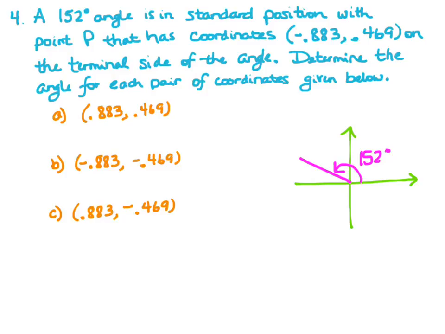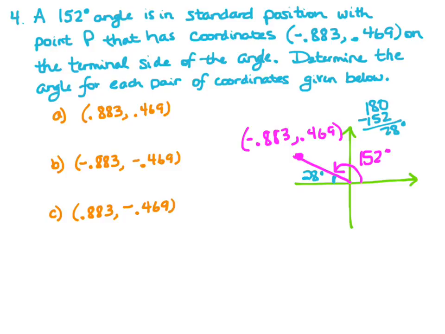And we have a point out here on this angle that has these coordinates, (-0.883, 0.469). And we're trying to figure out which angles go with these other coordinates. And notice the numbers match. The only difference here are the signs. And so what I'm looking for is my reference angle. My reference angle would be this angle right in here. And I can determine that by subtracting 152 from 180. 180 minus 152 is 28 degrees. And so that's my reference angle.